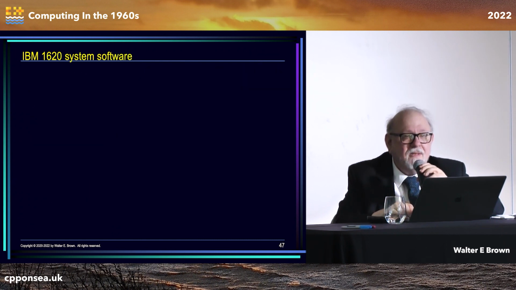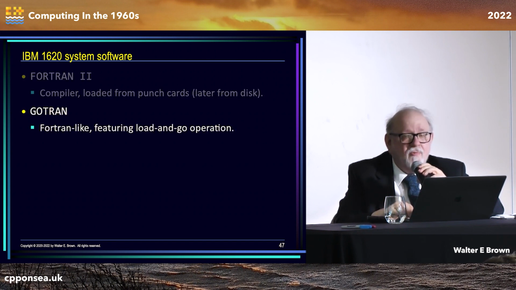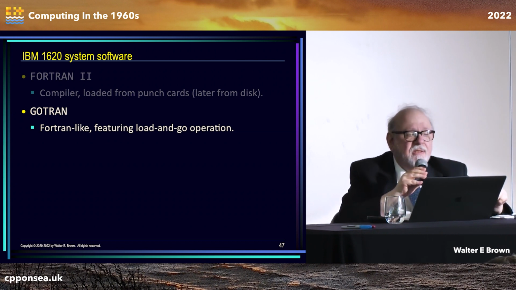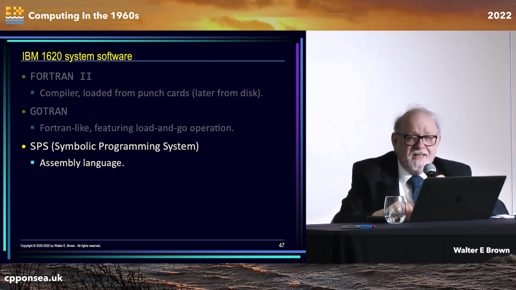What did we have for system software? We had Fortran 2, which was a compiler that we loaded from punch cards and later from the disk. We had Gotran, which was a Fortran-like language. It featured load and go programming, which was what made it useful. SPS is what we would today refer to as assembly language.